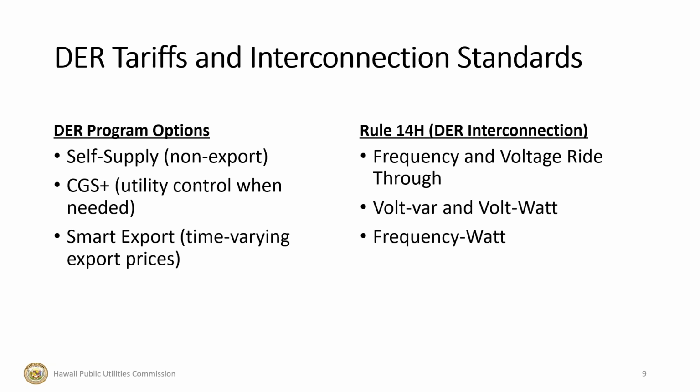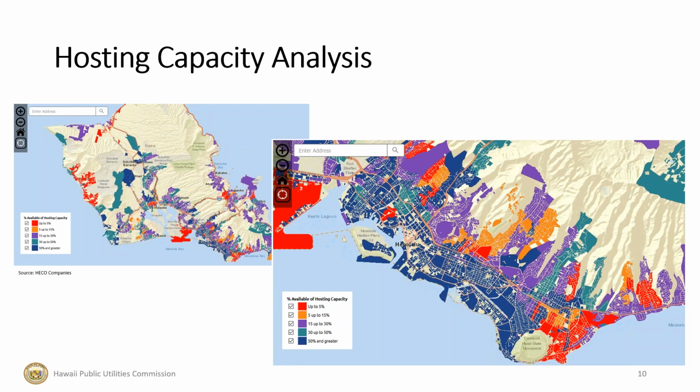So I'm going to talk a little bit about a couple of improvements that we've been pushing our utilities to make. So one is something called hosting capacity analysis, and the commission here has encouraged utilities to improve their methodology and approach, and this is for how they review and process their interconnection applications.